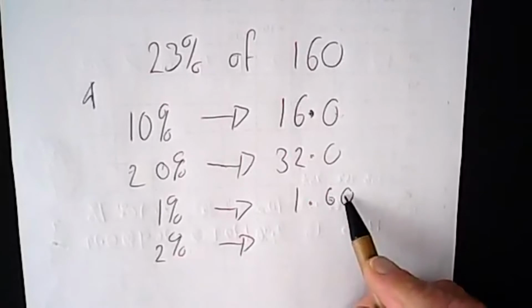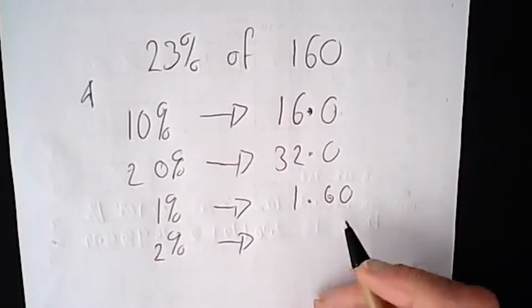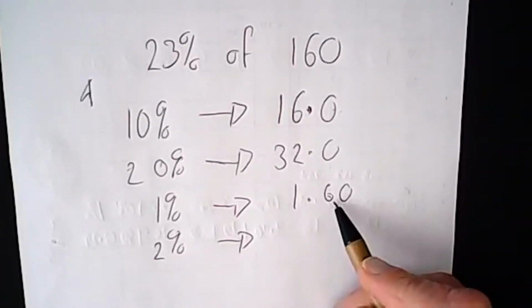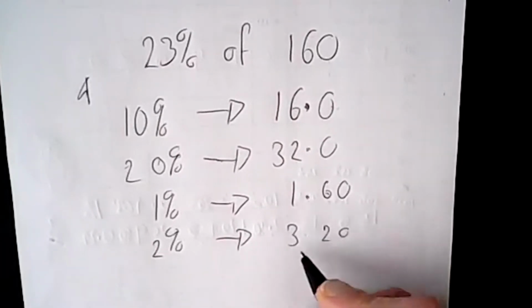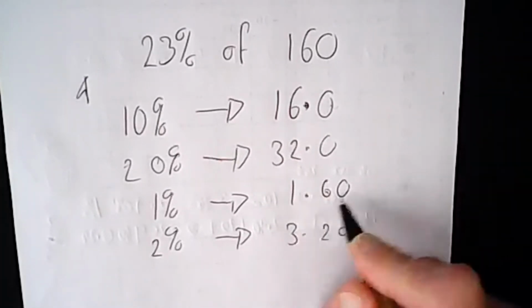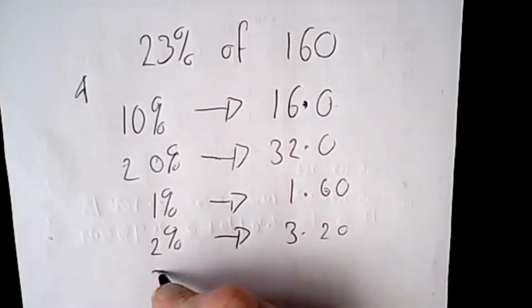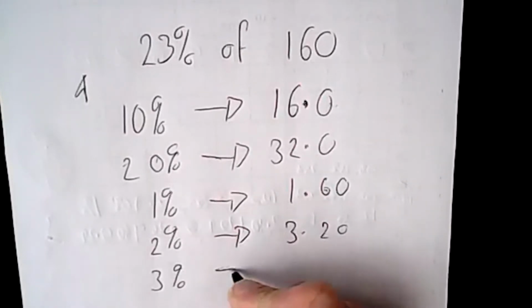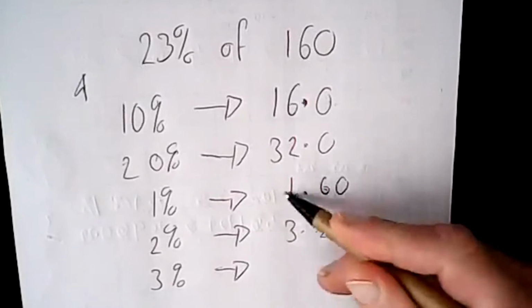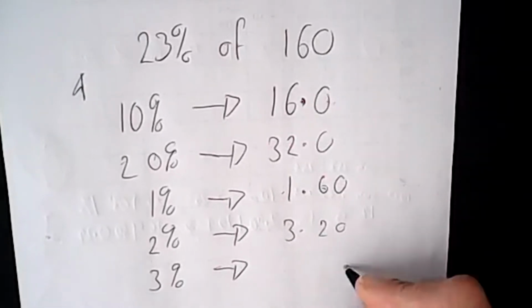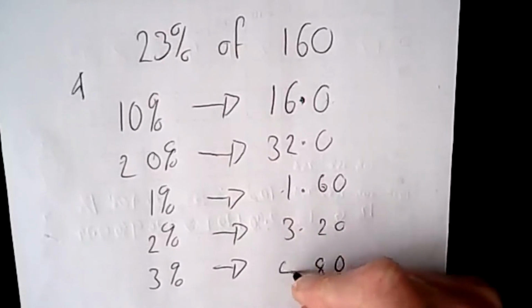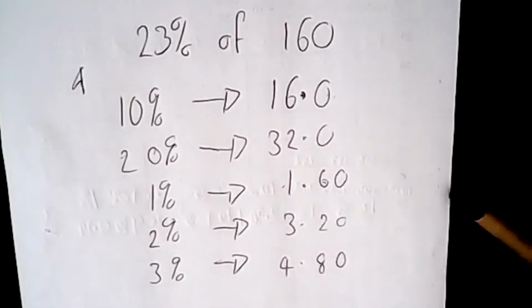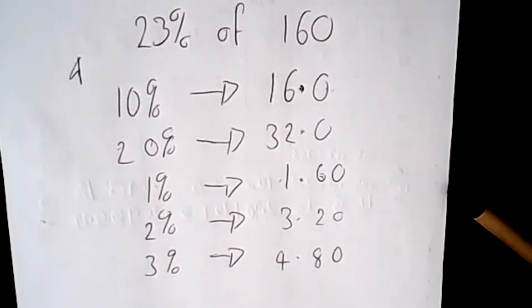So double that. Okay, so that's going to be 60 add 60 is 120. Okay, so that's 320 altogether because that doubled is 2 add the 1, 320. And then I need the 3%, which is those two added up. And if they're in line, it makes it easier to add up. 0, 8, 4, 80. Right, okay, so that's nearly 23%.